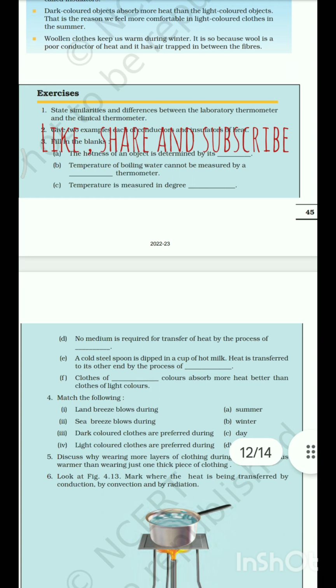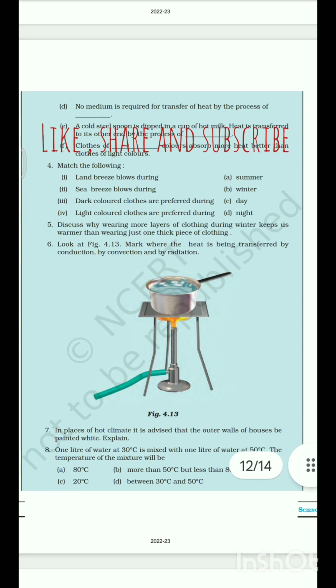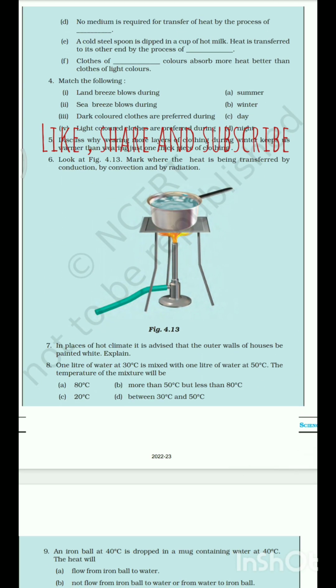Clothes of dark color absorb heat better than clothes of light color. Land breeze blows during day and sea breeze blows during night. Dark color clothes are preferred during winter and light colors are preferred during summer. So by this we have completed this. Some more questions are left.